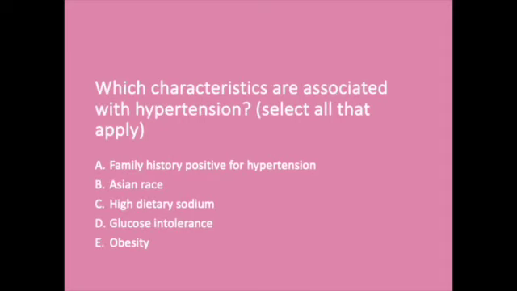What characteristics are associated with hypertension? Select all that apply. It's true that if you have a family history of hypertension, you're at higher risk. If you have high dietary sodium, you're at higher risk. Glucose intolerance and obesity, which is part of the metabolic syndrome, are two other risk factors for hypertension. So A, C, D, and E.